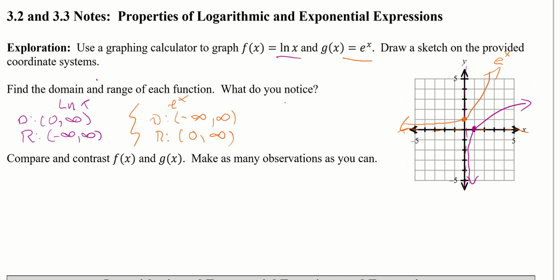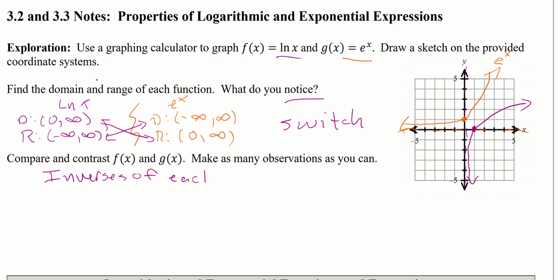Okay? And so what do you notice if you check it out? The domain and the range for each one switches, right? So they switch. And in math, when we talk about switching or changing or undoing, we notice that these guys are inverses of each other. Cool. And so to undo or get rid of, with logs and exponentials, those guys are inverses of each other.